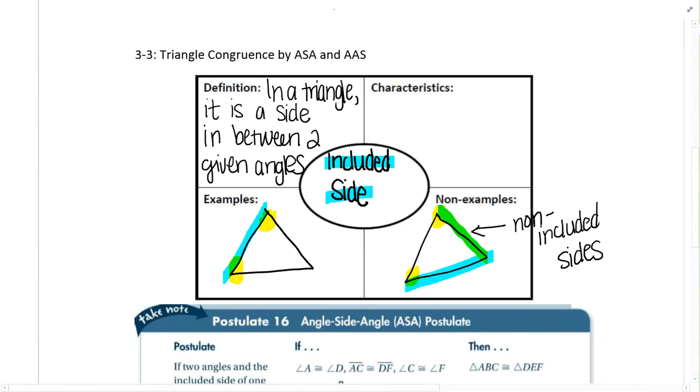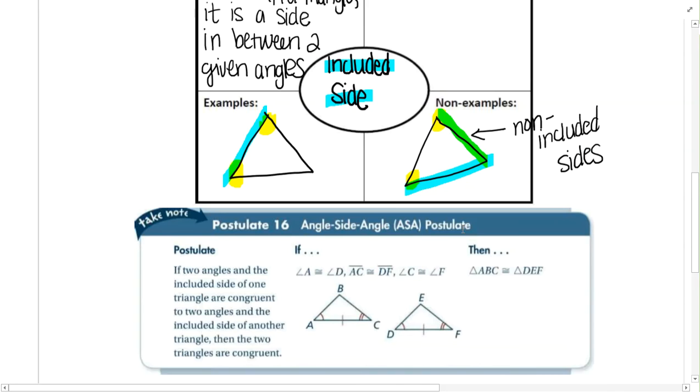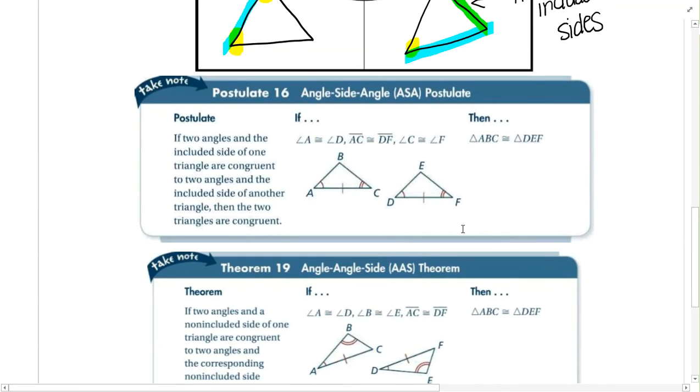Our two next shortcuts are angle, side, angle and angle, angle, side. You may notice that they have the same combination of letters, but the only difference is where the S is. The S here is in the middle. The S here is at the end, and that's on purpose. It depends on whether the side is included or not included.